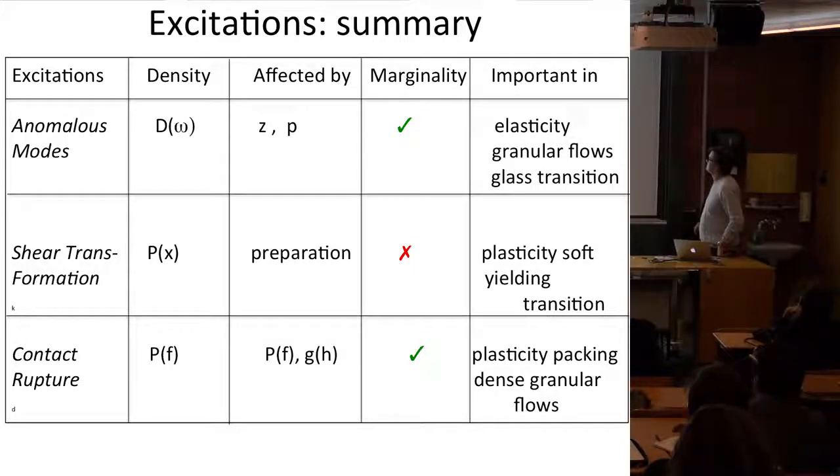It's a summary of what we discussed, and it's sort of a classification of those excitations that are important for plasticity or linear response in those systems. And we talked about 3 of them: those soft elastic modes, which we call anomalous modes, those shear transformations, and those ruptures of contacts. And that's what characterizes their density. And I also had what are they affected by, are they marginal or not, and in which phenomena are they involved.